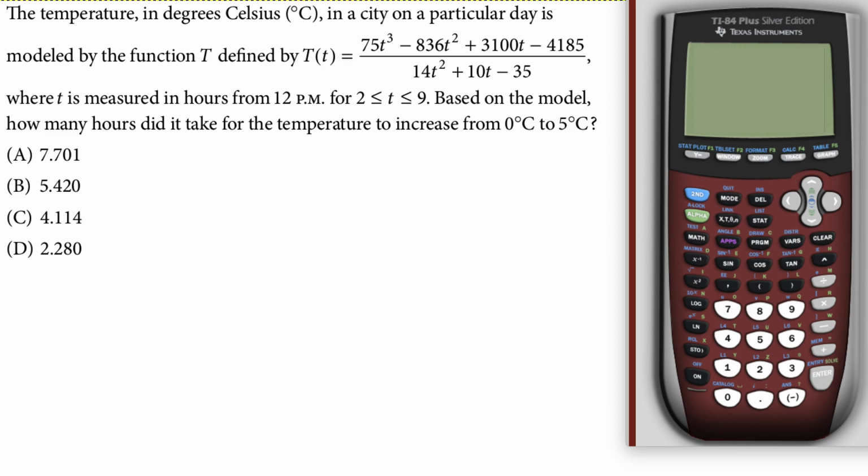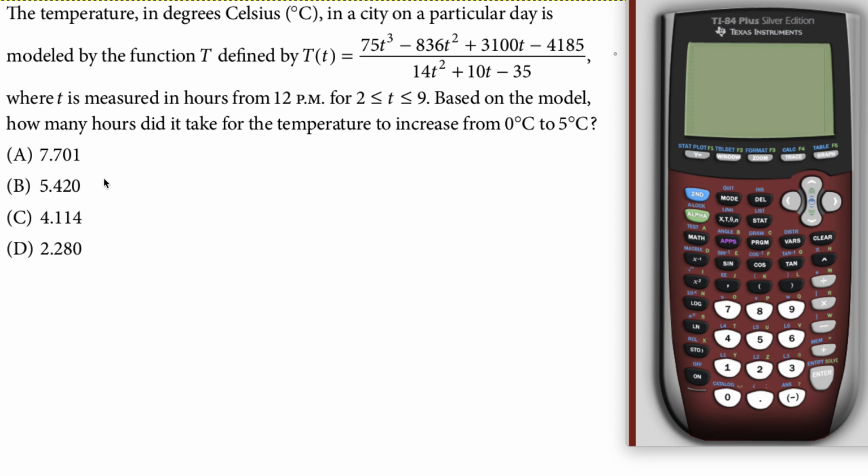A little problem about a mathematical model. The temperature in degrees Celsius in a city on a particular day is modeled by the function T(t) equals 75t cubed minus 836t squared plus 3100t minus 4185, all over 14t squared plus 10t minus 35, where t is measured in hours from 12 p.m. for 2 less than or equal to t less than or equal to 9. So from 2 to 9, I believe that's going to be a.m.